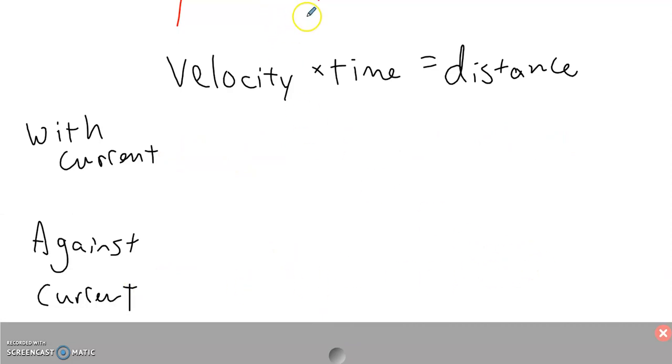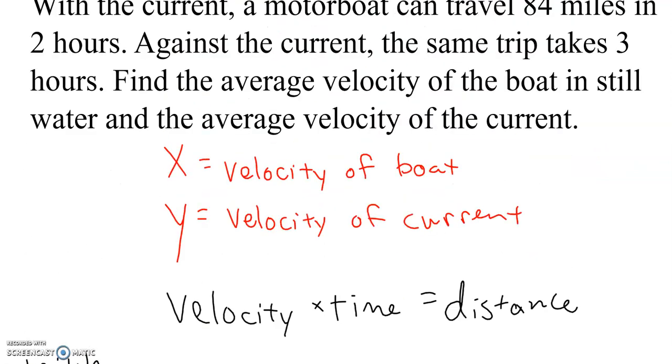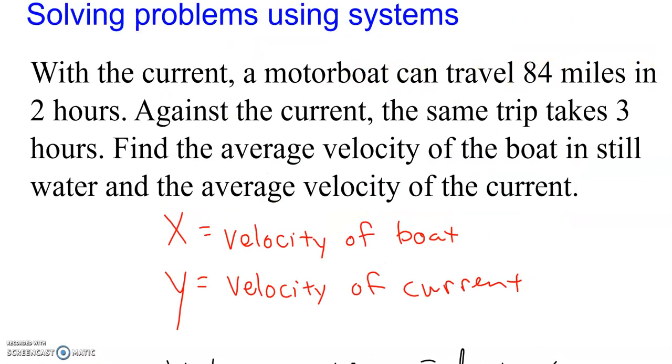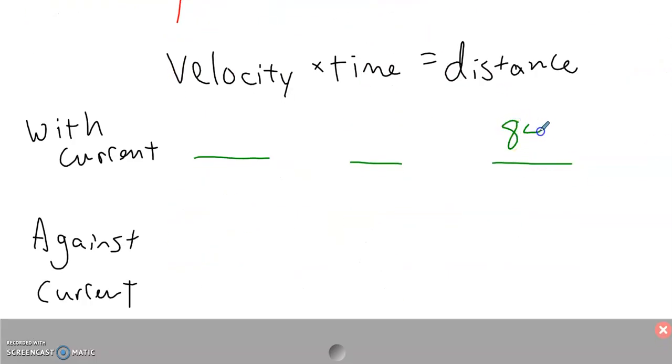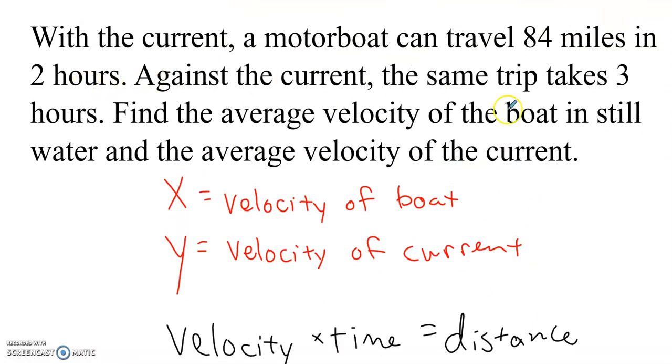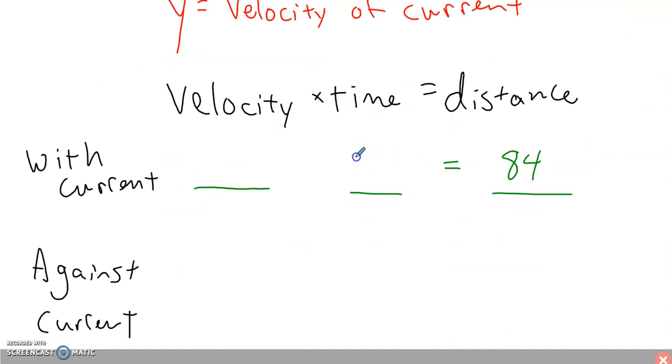So what that looks like here, when it's going with the current, which of these numbers do I know? That means it's going downstream. Which of those do I know? Well, I know the distance is 84 miles, so that's going to be an 84. I know the amount of time that it takes is 2 hours, so that's going to be a 2.